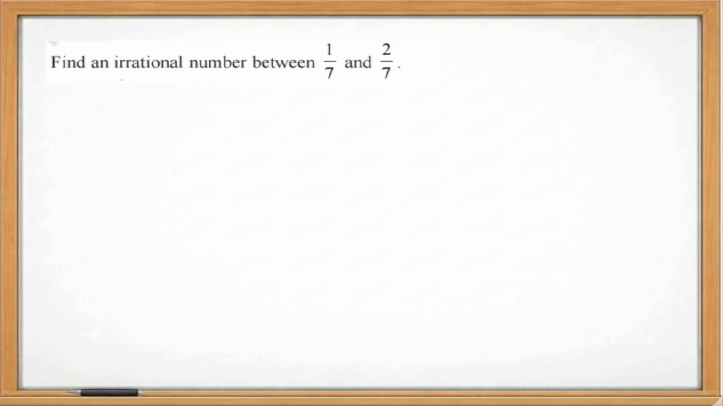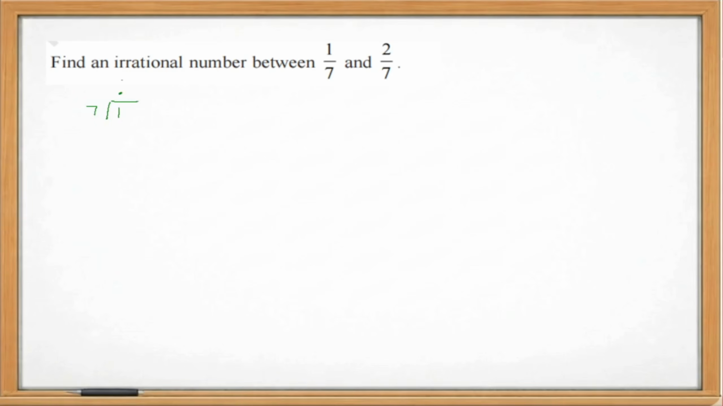Find an irrational number between 1 by 7 and 2 by 7. So in this question, we have to find an irrational number between 1 by 7 and 2 by 7. For that, first we have to do the division to find the decimal expansion.